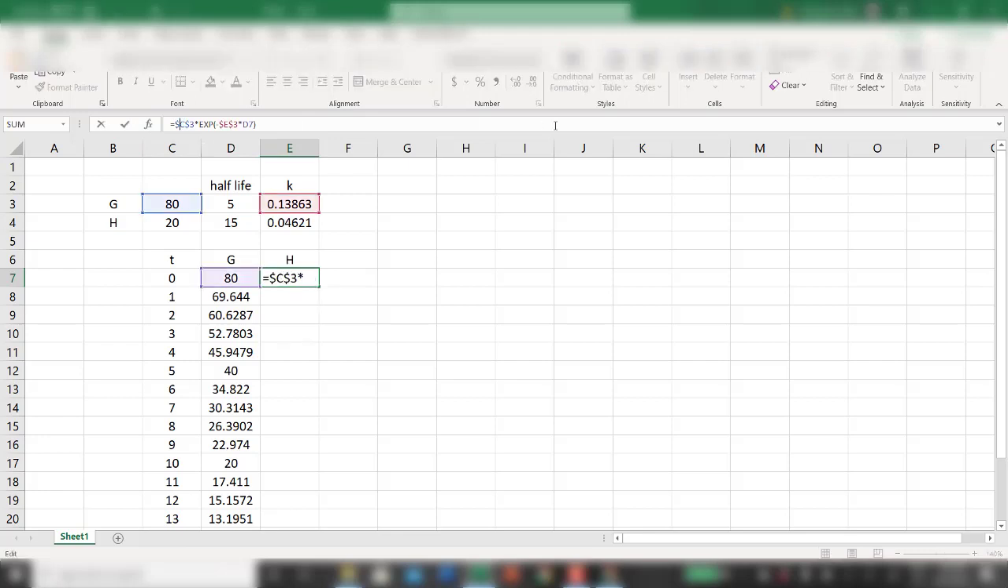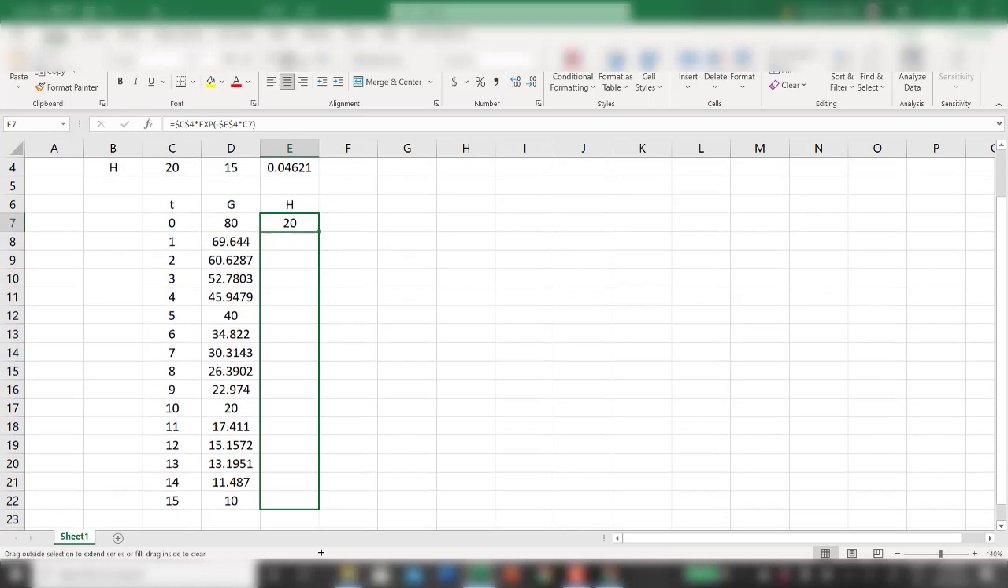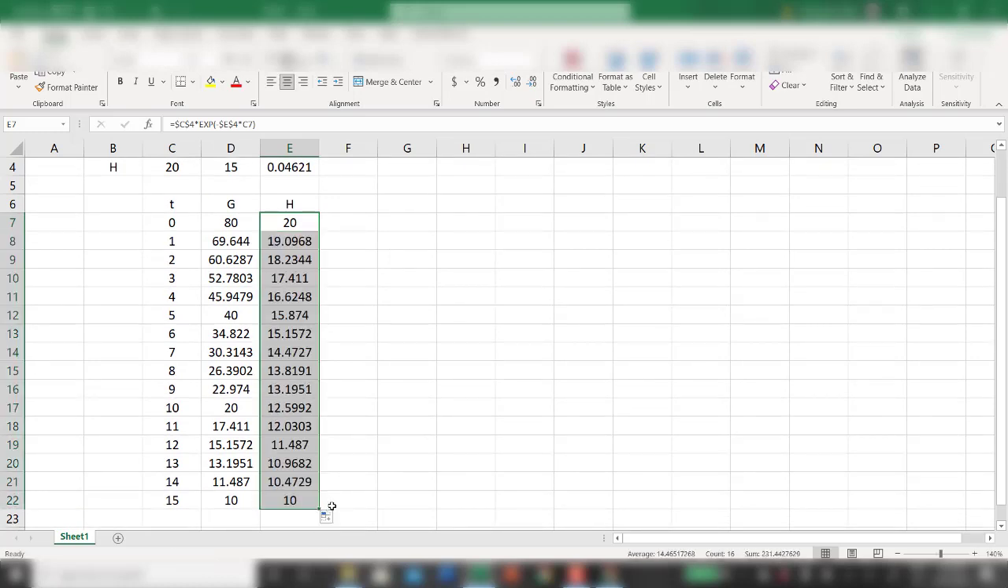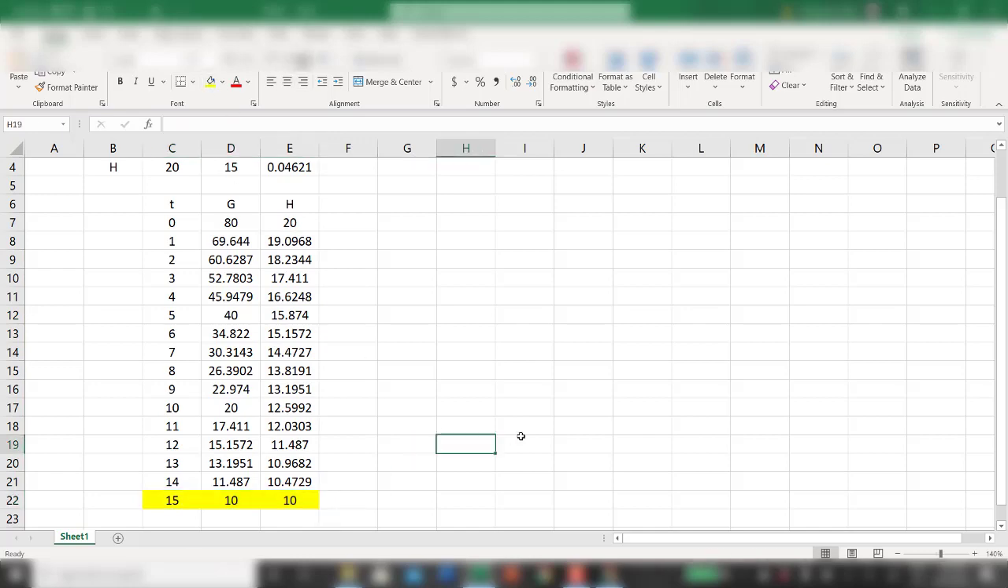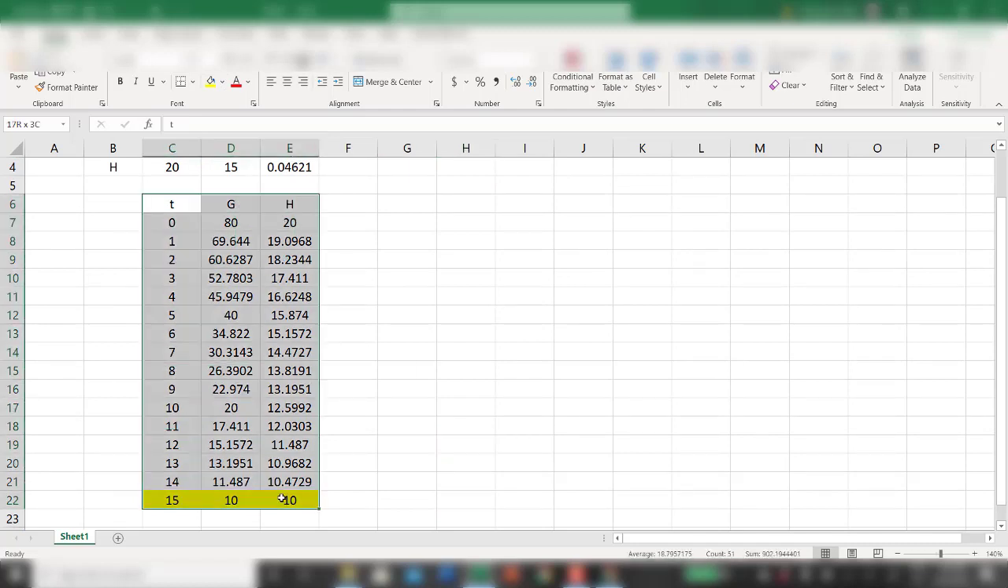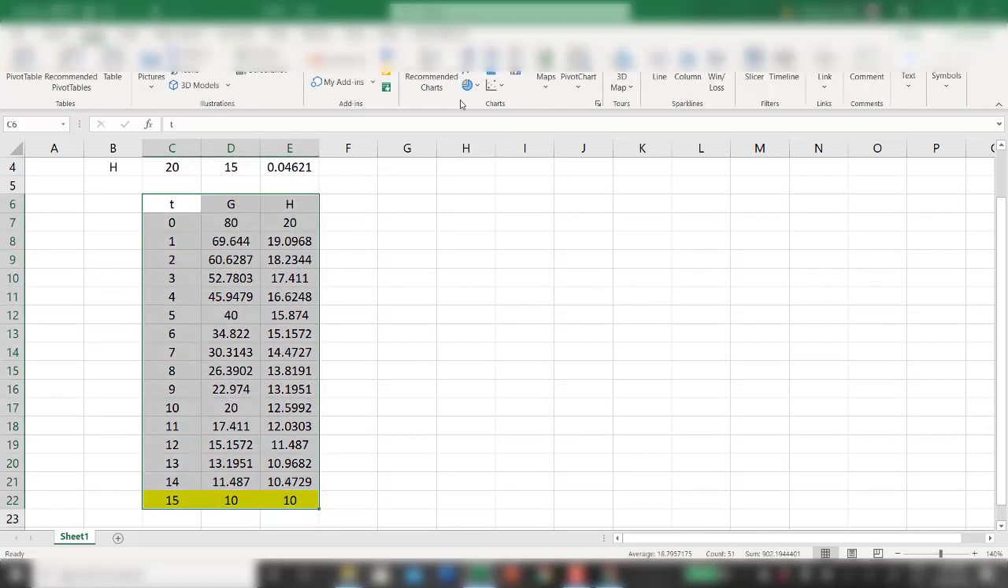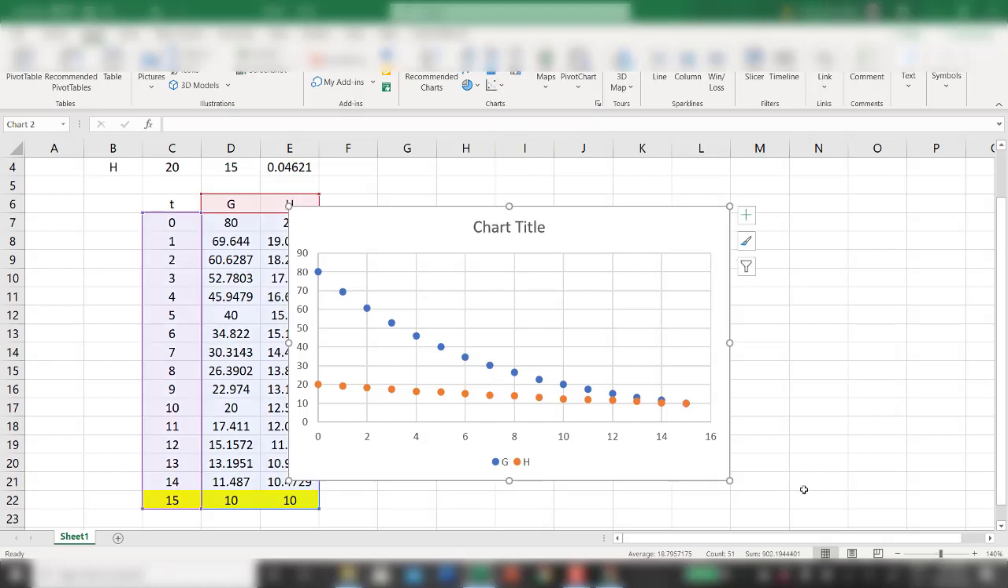Again, I'm just going to change the formula a little bit. So this will be 4, and this will be 4 as well, and then C. So I'm going to drag all the way down, and bingo, you see? This is exactly what we're talking about. If you are more of a graphical person, then we can actually do a chart, and you can see that it actually crossed at 15.